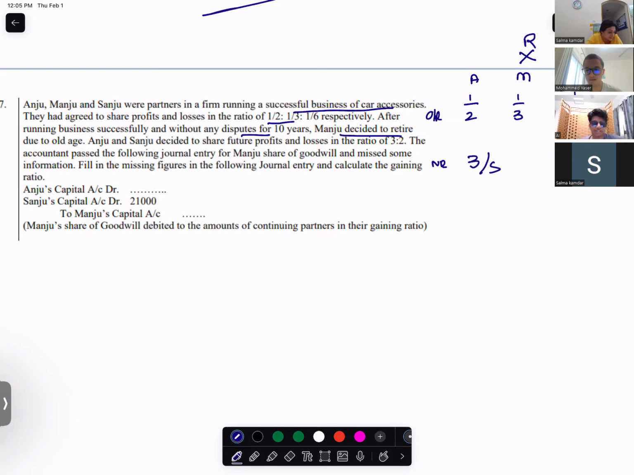The accountant passed the following journal entry for Manju's share of goodwill and missed some information. Fill the missing figure. Calculate the gaining ratio. Okay, come on, tell me.